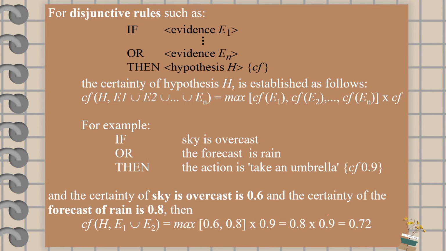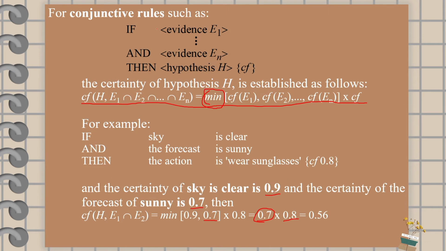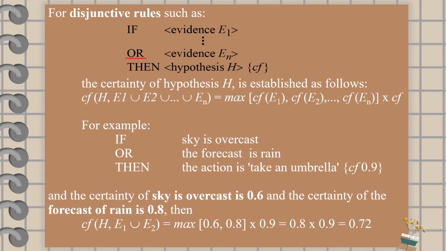Next is disjunctive rules. For disjunctive rules such as if evidence 1 or, we are using or logic here, evidence n, then hypothesis and CF value here. In the conjunctive rules we are using the minimum value of the evidence, whereas in the disjunctive rules we are using the maximum value of the evidence.